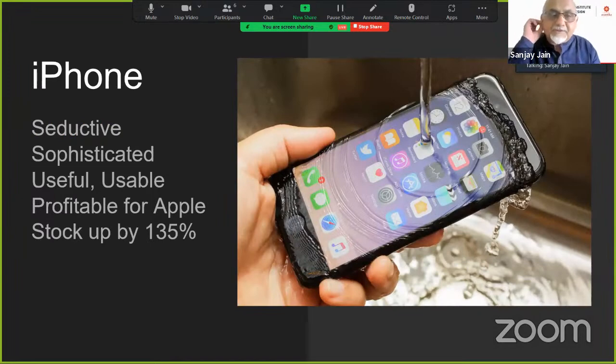An iPhone. Now, this is a product which is seductive. It enchants you. It is sophisticated. Of course, it is useful in the present context, is usable, and is profitable for Apple because its stock has gone up by 135% with iPhone. So this is a commercial product, and this is what some of you will be working on in this area. You'll be working for the market to satisfy customers' needs, but the need could be seductive or it could be functional, but it would be a large area where you will be serving as a professional.